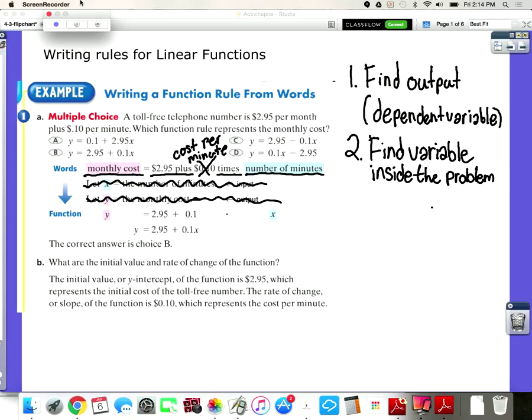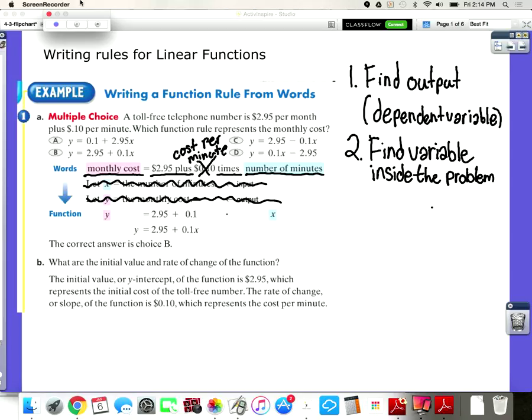I then would go through this whole problem and say it is the monthly cost, and that equals $2.95 plus the cost per minute times the number of minutes that I was on the phone. Then I would write a rule. Y equals 2.95 plus 0.1x. I would flip those two around though, so that it's in slope-intercept form. So I'd write it as y equals 0.1x plus 2.95.